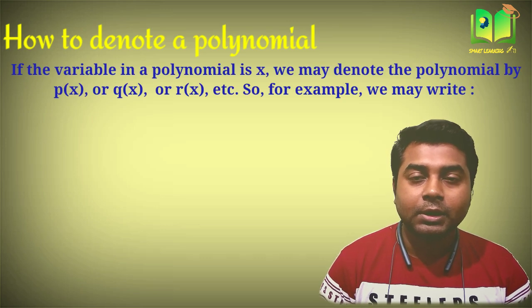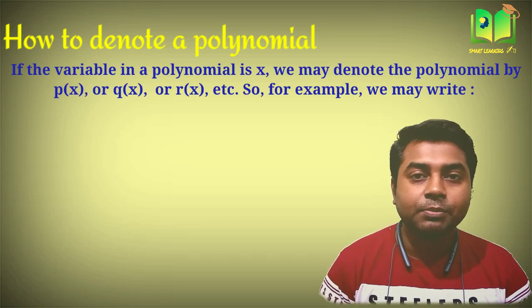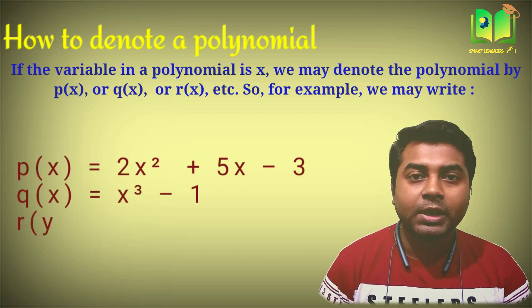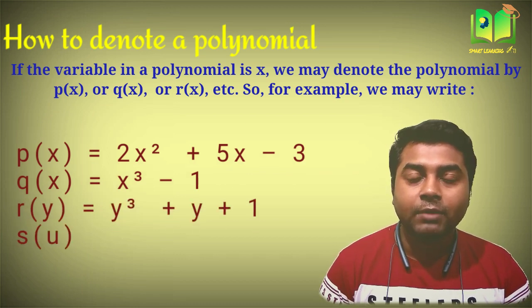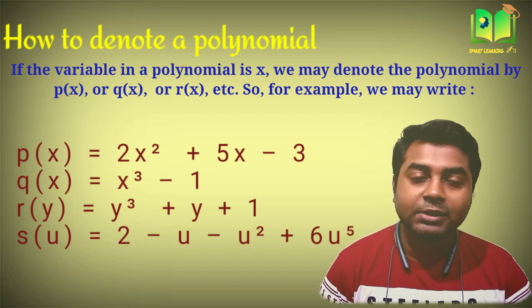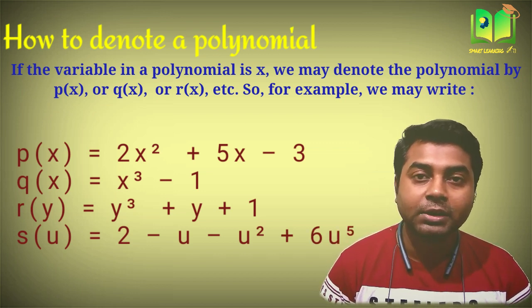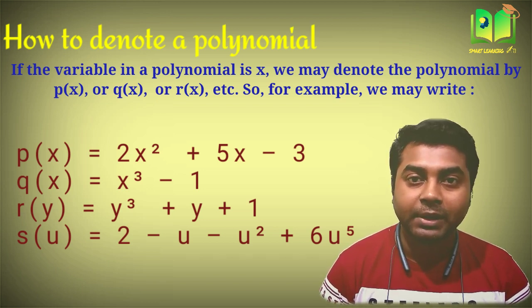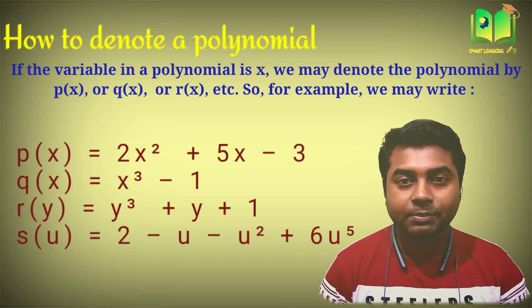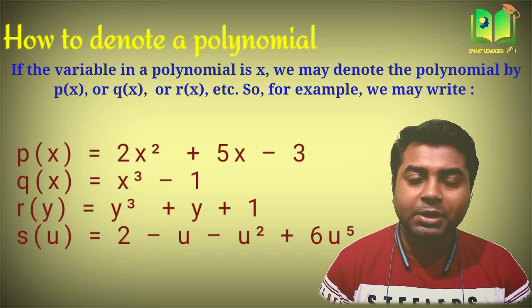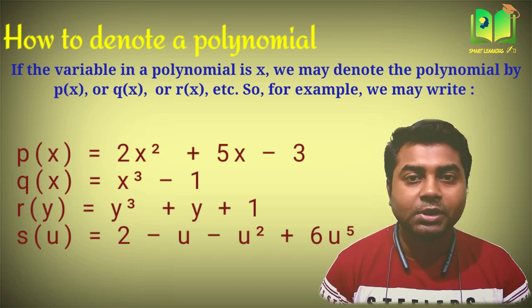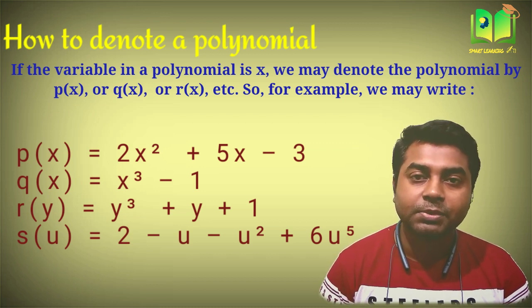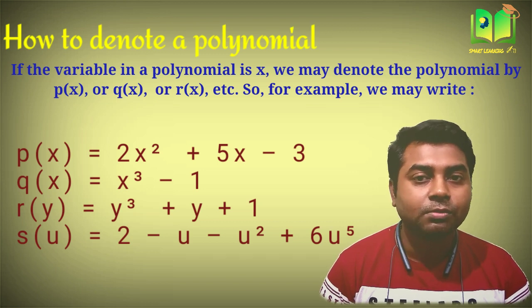See, in the background, you can see p of x equals 2x square plus 5x minus 3. Here the equation has one variable, that is x, and that x should be within the first bracket when we are going to write in polynomial form, that is p of x equals 2x square plus 5x minus 3. Next you can see another example, q of x. I am taking q here, q of x equals x cube minus 1. Same way here q of x is representing the polynomial x cube minus 1.